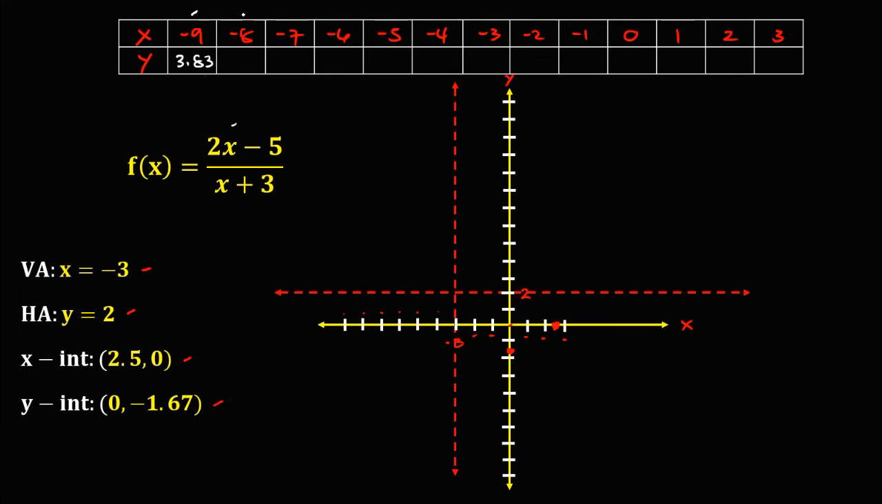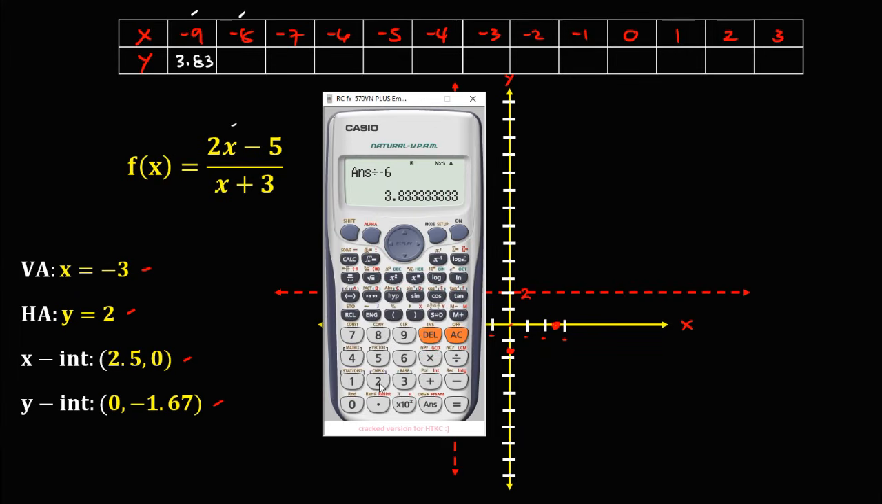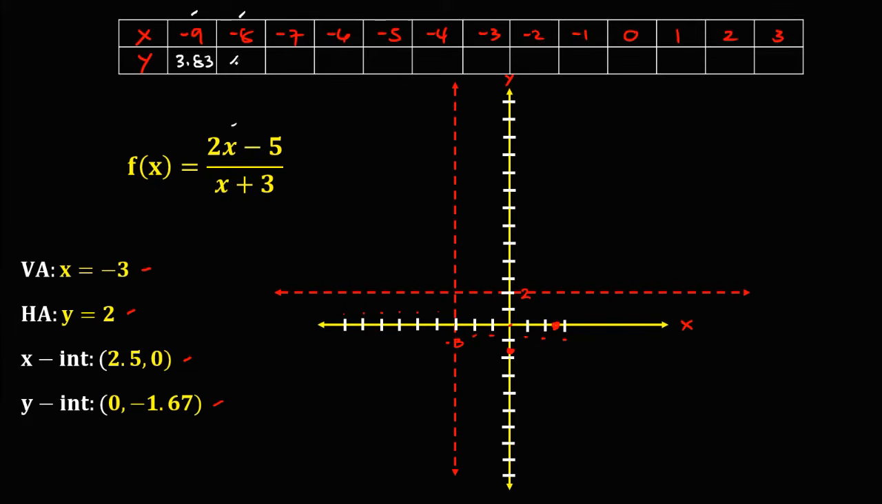Then if x equals negative 8, we have 2 times negative 8 equals, then minus 5 equals, then divide. So negative 8 plus 3, that's negative 5. So divide by negative 5, that's positive 4.2. So this one is 4.2.